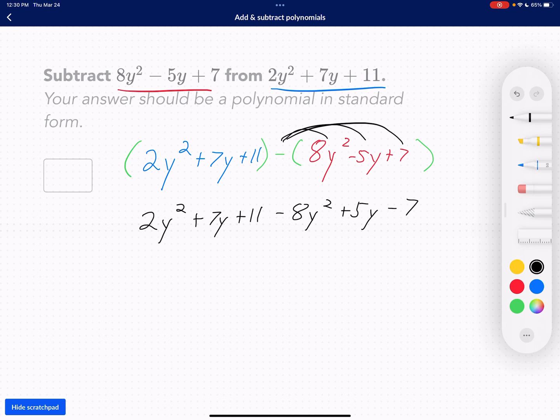And then I'm going to combine like terms. I have 2y squareds minus 8y squareds is negative 6y squareds. I always like to start with my highest power term and kind of go down. And then I get 7y plus 5y is positive 12y. And then 11 minus 7 is positive 4.